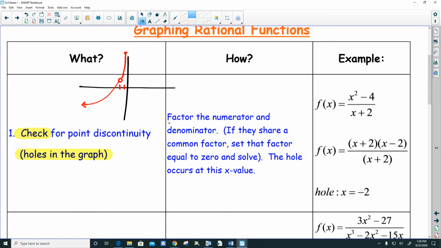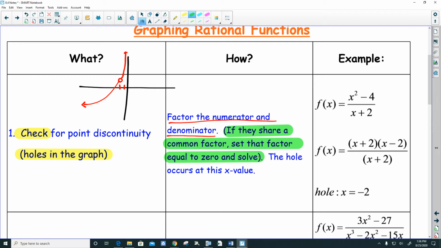Okay, you're going to start the same way we start all of these problems. You're going to factor the numerator and the denominator. And here's what a hole is, though. A hole is, if you notice, once it's factored, if the numerator and the denominator share a common factor, then you're going to set that factor equal to 0, and the hole would occur at that x value.